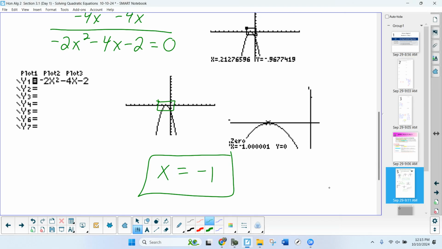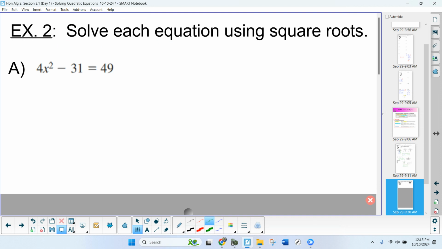Okay, next one. Solve by using square roots. What we want to do is isolate that x squared. Get that x squared all by itself. So Jarrett, what are you going to do to get the x squared all by itself? Don't you multiply 49 by 4? Not yet. We got to get the x squared by itself.